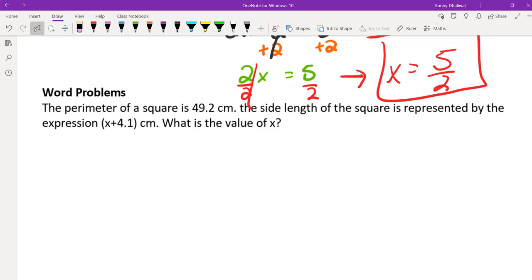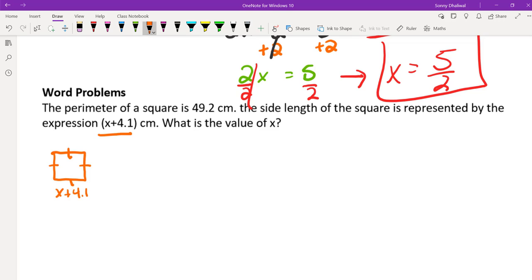says the perimeter of the square is 49.2. The side length of the square is represented by this expression here. What does the word perimeter mean again? All the way around, right? So we have a square. Square means all the sides are the same, right? And they're saying that all the sides are x plus 4.1. And when we add up all the sides, we get 49.2.